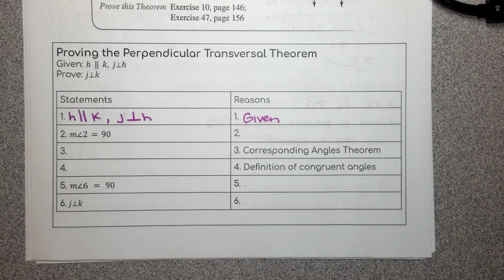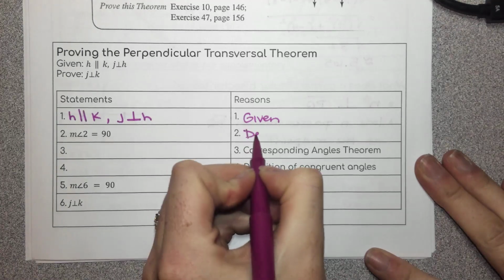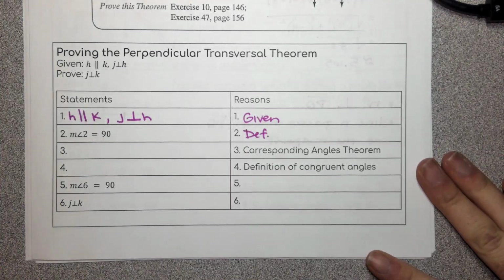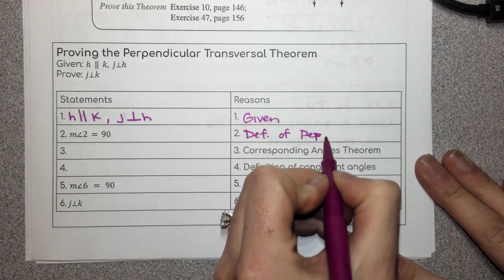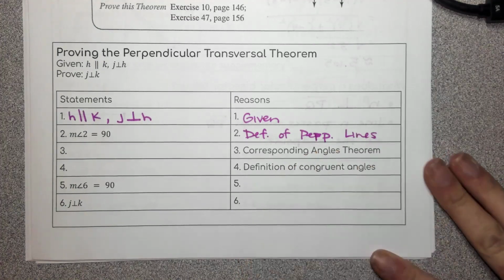Then it says the measure of angle 2 is 90 degrees. How would we know that? Because they told us. Because they're perpendicular. Yes, the definition of perpendicular lines. If they're perpendicular, they meet at 90. So for definition, I just write DEF. Definition of perpendicular lines.